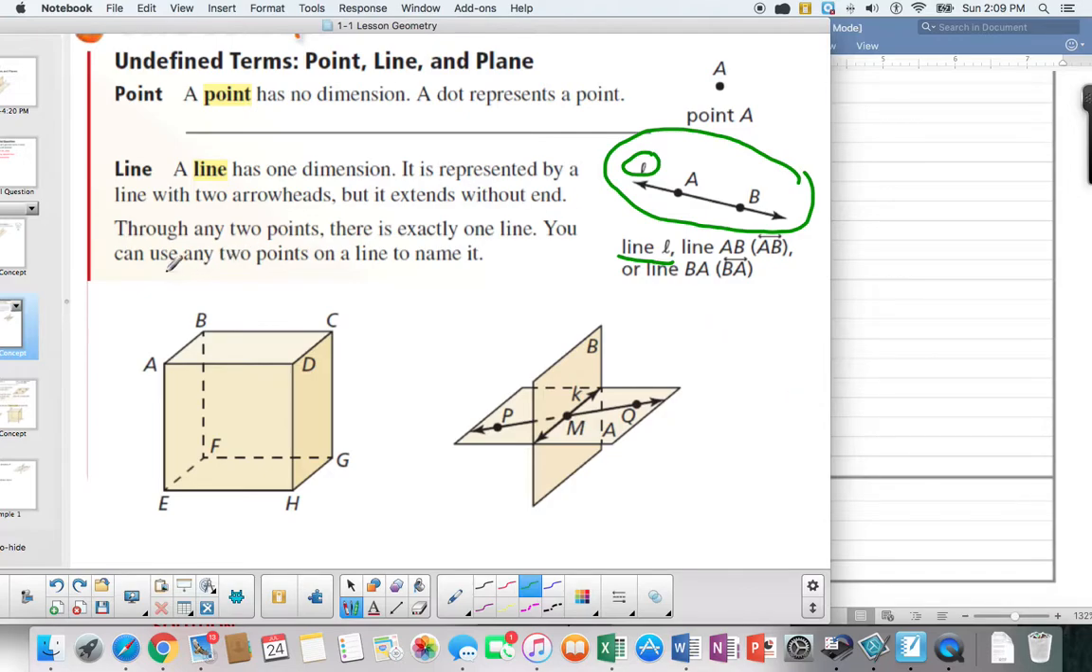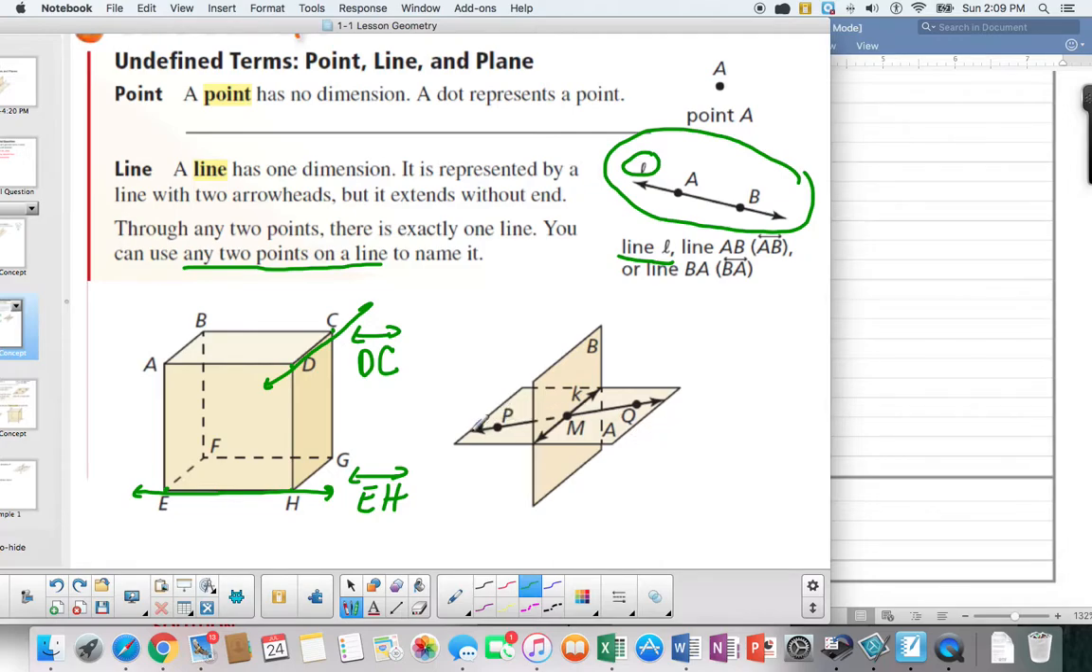Or you can choose any 2 points on the line, write them down, and put the line symbol. Or you can reverse the order. For example, if I wanted to label this line right here, I would just choose 2 letters, T and C, and put the line symbol over. One more time. If I wanted to label this line, I would just choose 2 letters, E and H, and put the line symbol over.